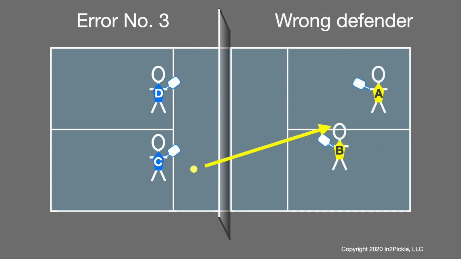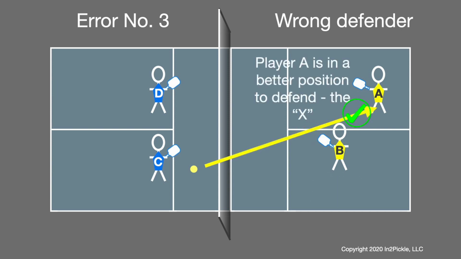Third type of error I want to point out is a defensive error that occurs. In this situation, player C is going to smash the ball across the middle diagonal. It goes in front of player B, so it looks like player B should hit this ball because it's in front of player B, but it's actually a better shot for player A to take because player A is in a better position to defend against the ball under Respect the X. If you want to know more about that, go to our channel, look up Respect the X. But in this situation, player A is in a better position to defend the ball. Player B should not hit it.